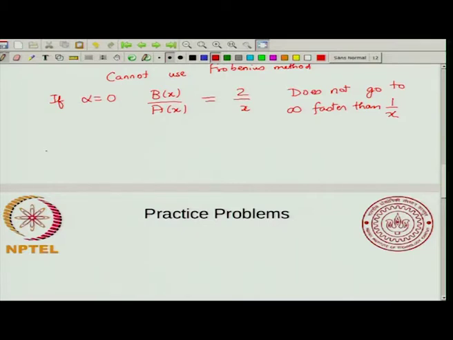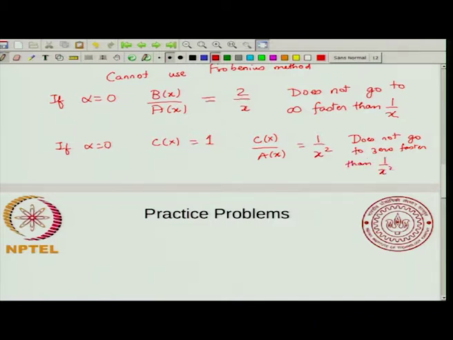So, if alpha equal to 0, c of x equal to 1. Okay. And what do you get? c of x divided by a of x equal to 1 by x square, and this does not go to 0 faster than 1 by x square. So, it goes to 0 as fast as 1 by x square, but not faster.